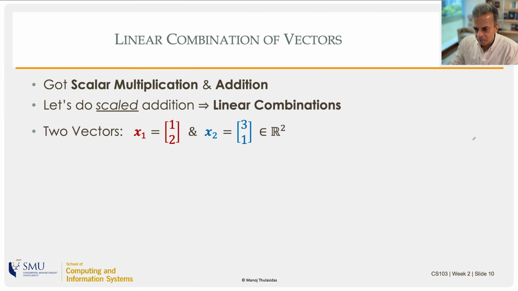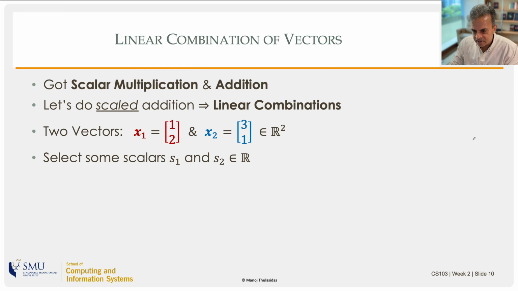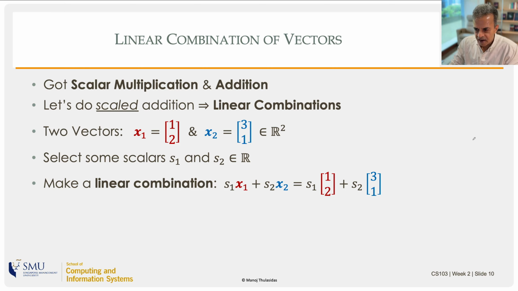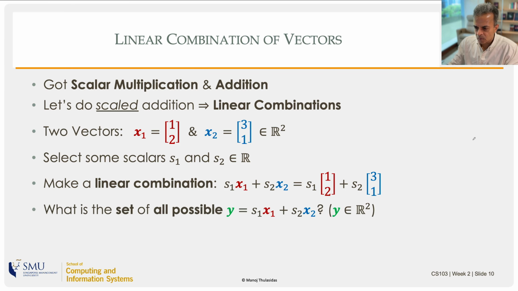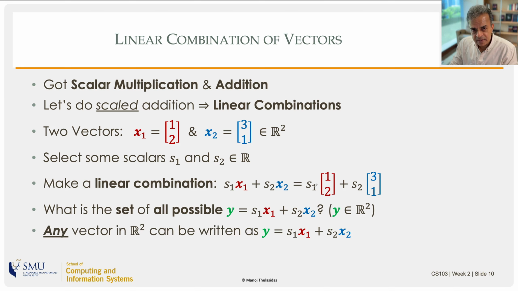So take two vectors belonging to R2, select some scalars, some numbers, s1 and s2, real numbers, and make a linear combination. So you get that. So s1 x1 plus s2 x2 is that. And now you can ask theoretical questions like, what is the set of all possible y's of this kind, all possible linear combinations? Of course, y is going to be a member of R2. It will turn out that any vector in R2 can be written as a linear combination of these two vectors, my red vector and my blue vector.